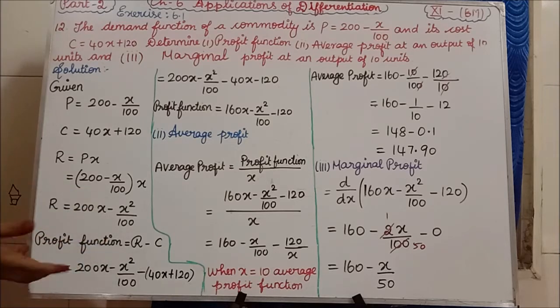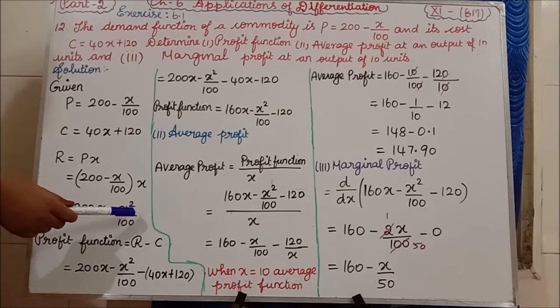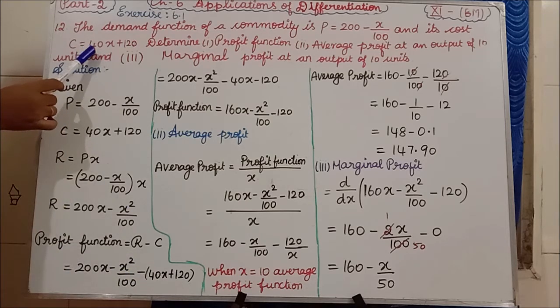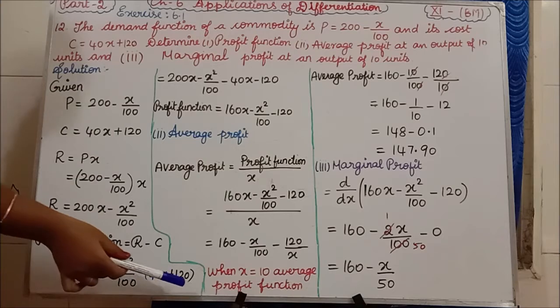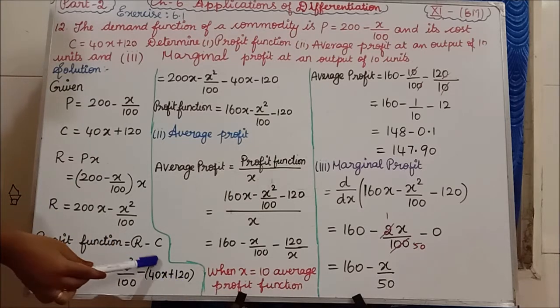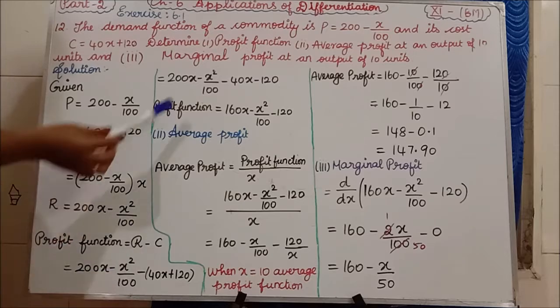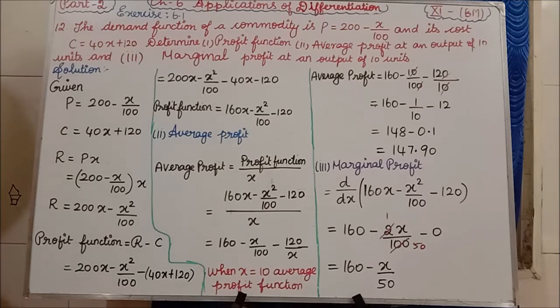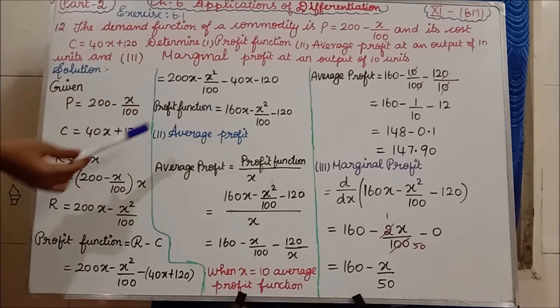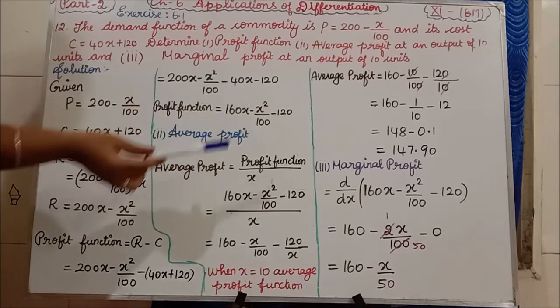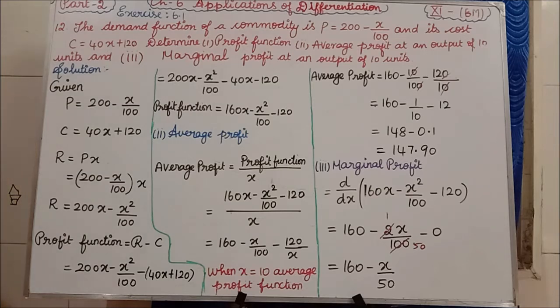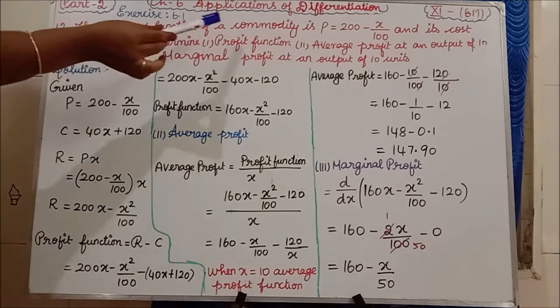The profit function formula is revenue function minus cost function. Revenue function we already have, 200x minus x square by 100, minus cost function, which in the question is 40x plus 120. The next step, we take the minus inside to each term: 200x minus x square by 100 minus 40x minus 120. Clear? So the profit function is 200x minus 40x is 160x, minus x square by 100, minus 120. Clear all of you? We have finished the first subdivision.